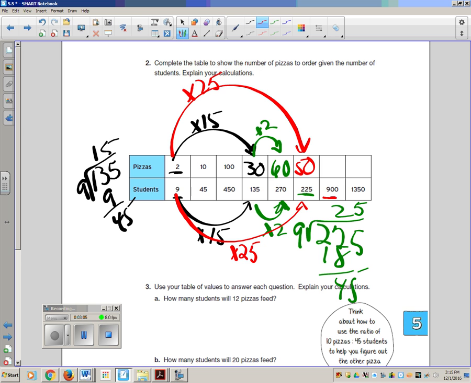Okay, here's 900. I know that 450 is half of 900, so I just multiply that by 2. 100 times 2 is 200.